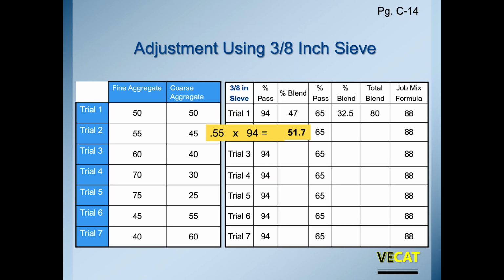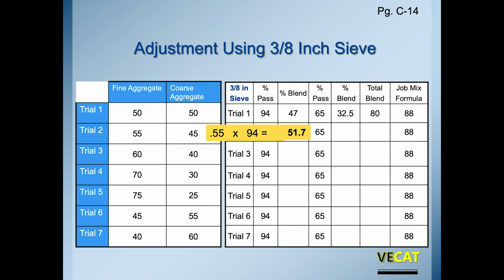And we're going to go through this mathematically and just run a series of trials for this specific sieve at varying percentages. So our first one that we just ran a minute ago, if you recall, was a 50-50 blend. Our second trial would be, let's say, a 55 fine aggregate, 45 coarse aggregate. And we run a series of trials all the way down to our seventh trial, which will be a 40% fine aggregate and a 60% coarse aggregate.